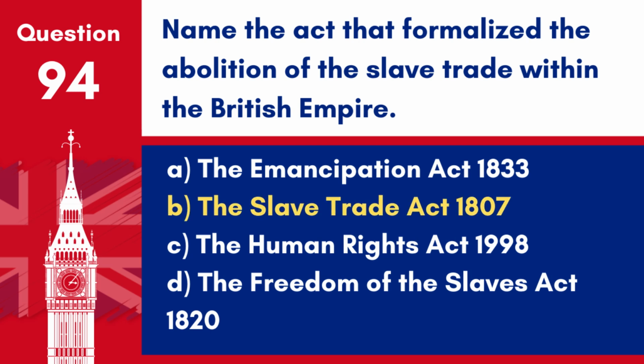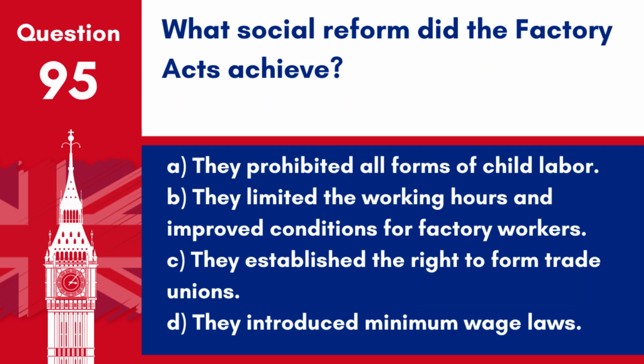Answer: B. The Slave Trade Act 1807. This act formally abolished the slave trade within the British Empire and made it illegal to carry slaves in British ships. Question 95. What social reform did the Factory Acts achieve?